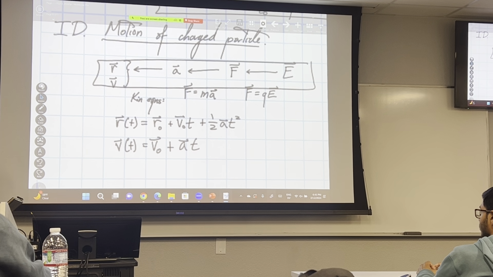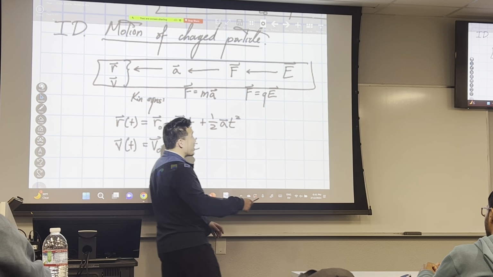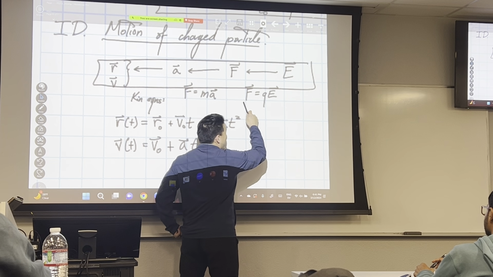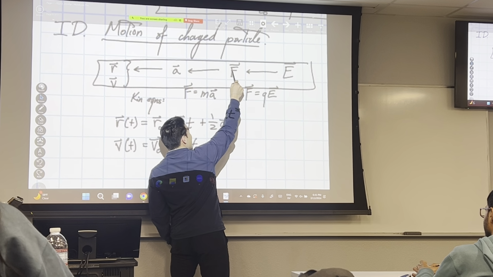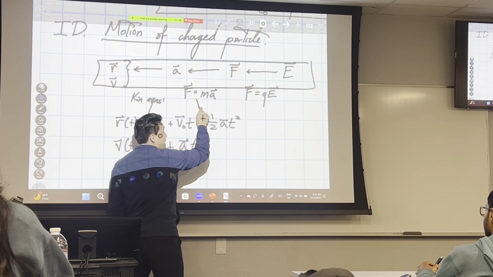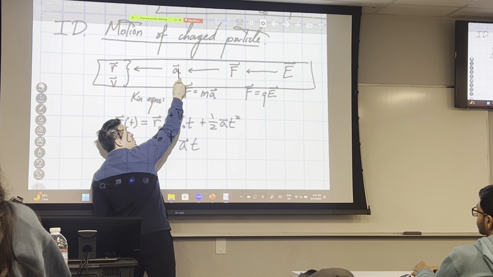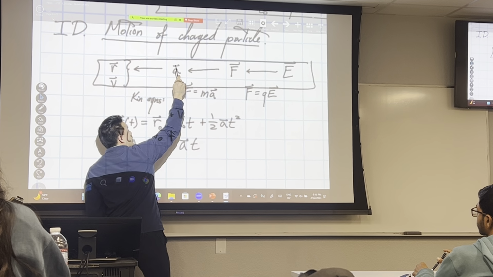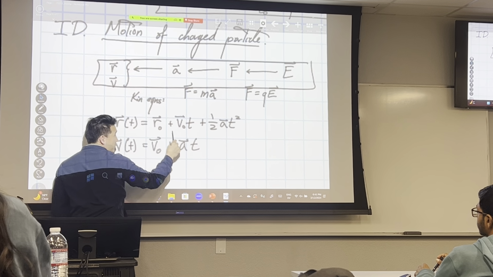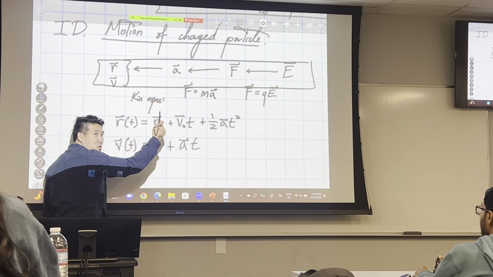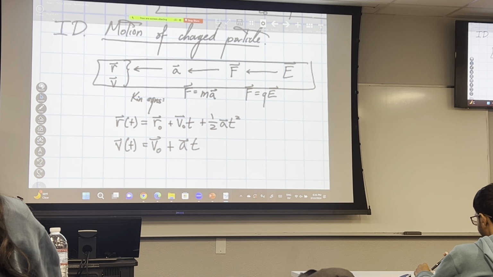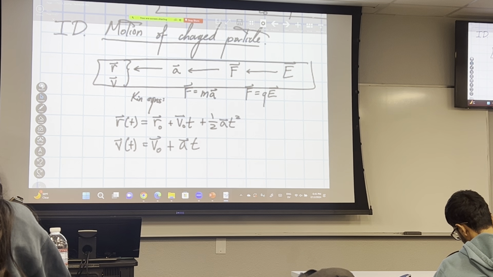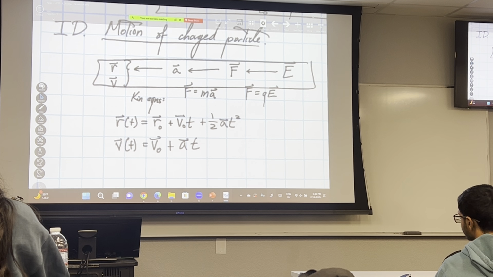And so this is the full sequence. Once you have the electric field, you can apply this expression here to get the force. From force, you can use Newton's second law, which is F equals ma, to get the acceleration. From the acceleration, we can use these kinematic equations, which we used in Physics 1, to get the relevant kinematic parameters of position and velocity, or any other parameter that you might be needing.